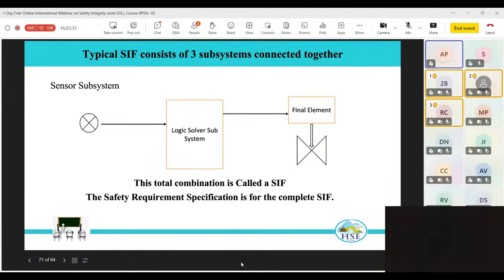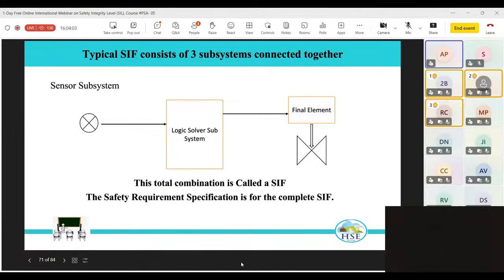They need to be grouped within the sensor subsystem or logic solver system, depending upon which side they predominantly belong. And then you have to take the failure rates of all these sensors, logic solver, and final element, combine these three together, and calculate whether it is meeting the risk reduction factor given by your consultant or whatever.